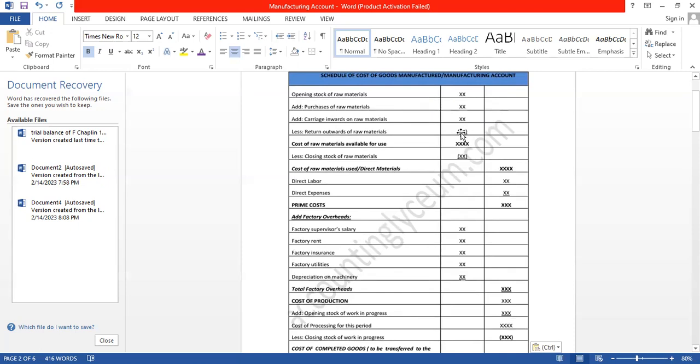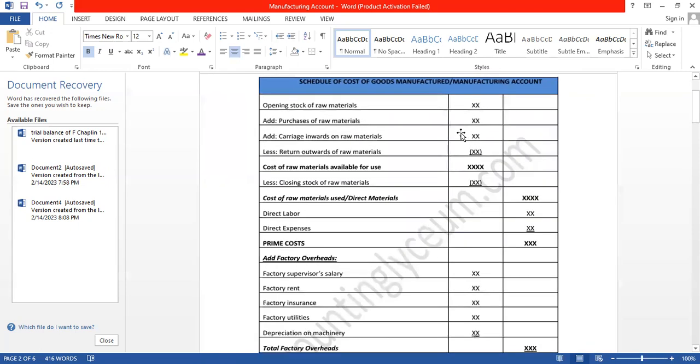Notice the underline here. Zoom up a bit. Do you notice the underline? So this is the number for opening stock, purchases of raw materials, carriage inwards, return outwards, and notice the line, it's underlined. So the amount will be underlined here, and then the total for all of these figure items or transactions there would be cost of raw materials available for use.